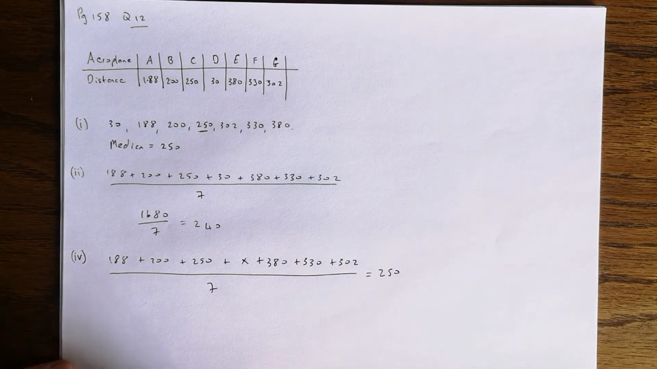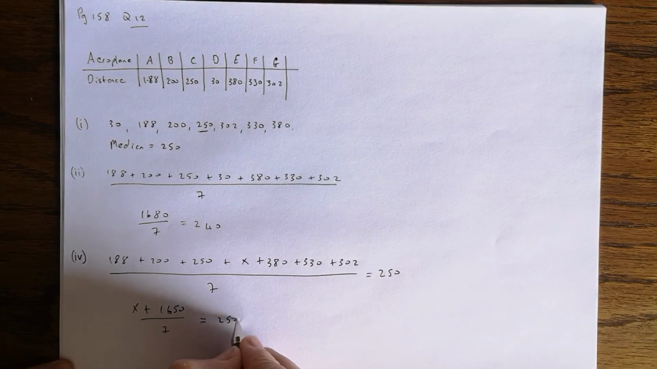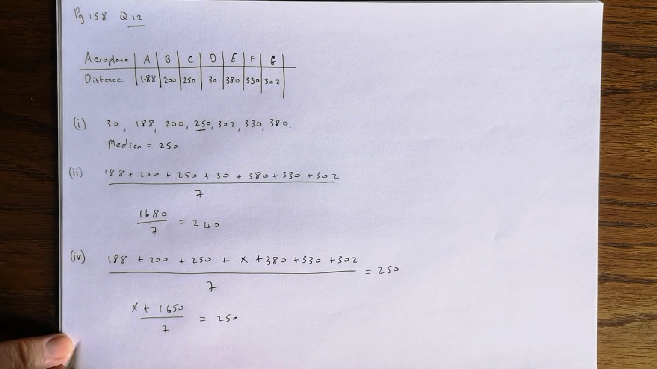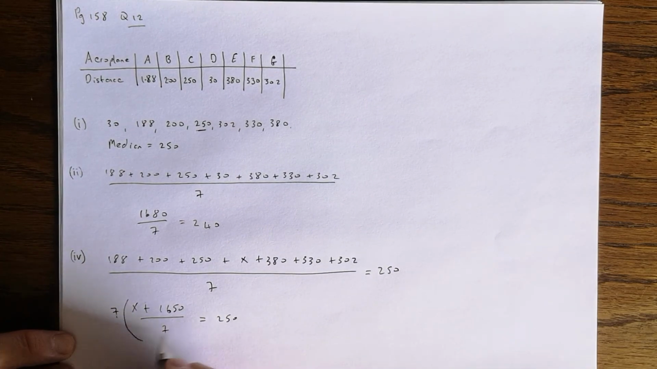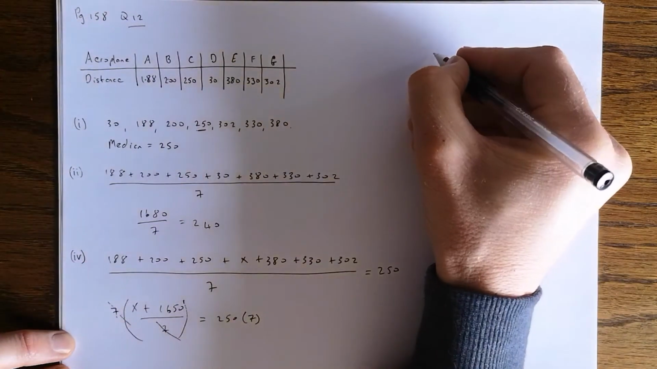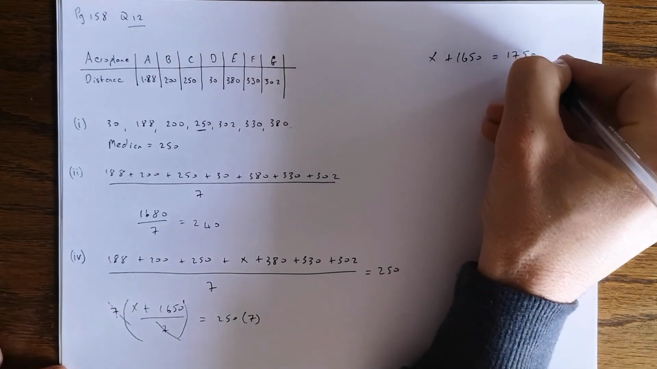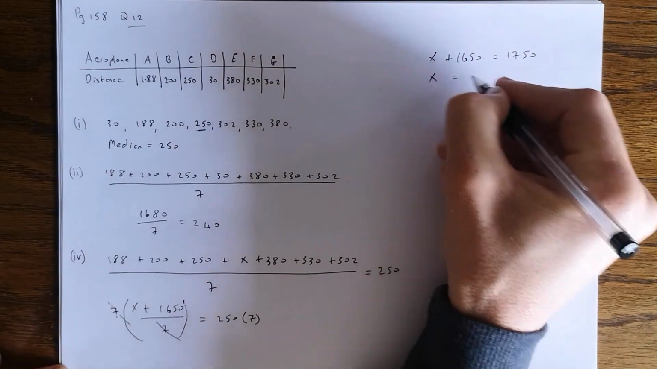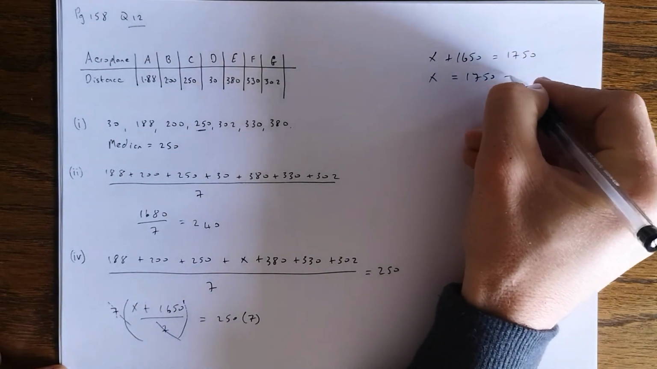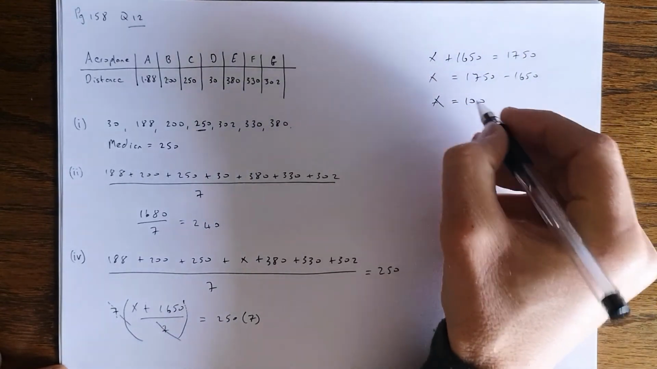I'll add up all the numbers here and simplify the top, so I get x plus 1650, all over 7, and that's equal to 250. Get rid of the fraction by multiplying both sides by 7. So 7 times all of that equals 7 times all of that. The 7s go, and I'm left with x plus 1650 is equal to 1750. To find x, I just take 1650 from both sides. So 1750 minus 1650 gives me x is equal to 100.